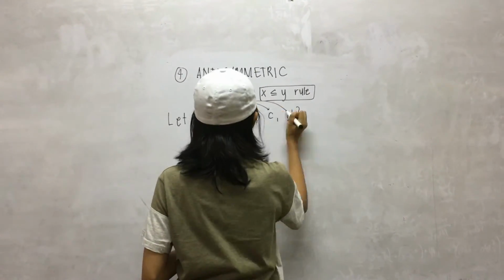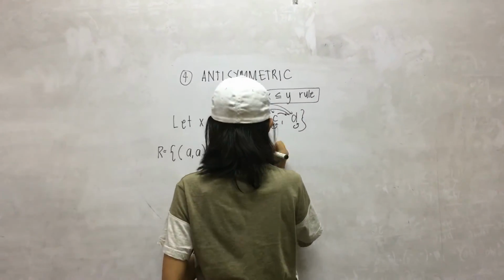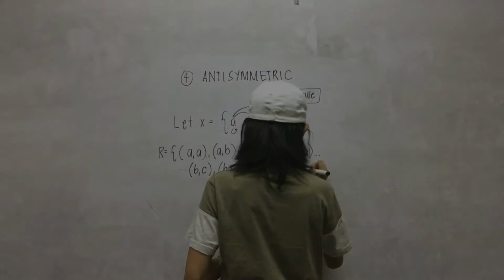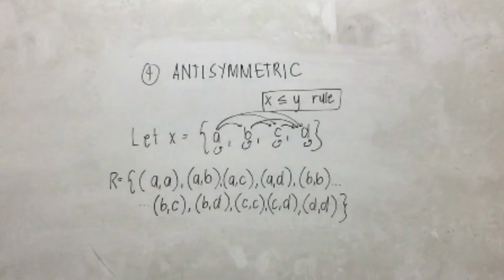In anti-symmetrical property, the symmetrical ordered pairs are not members of R, and we will use the rule x is less than or equal to y.